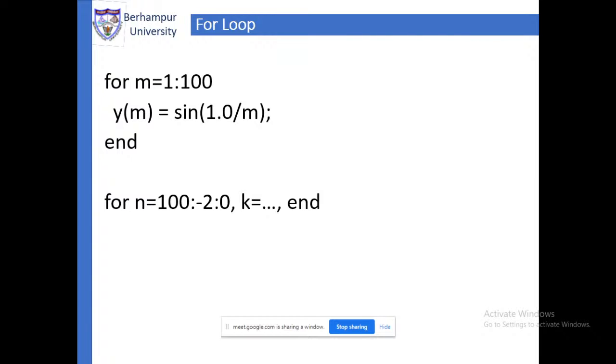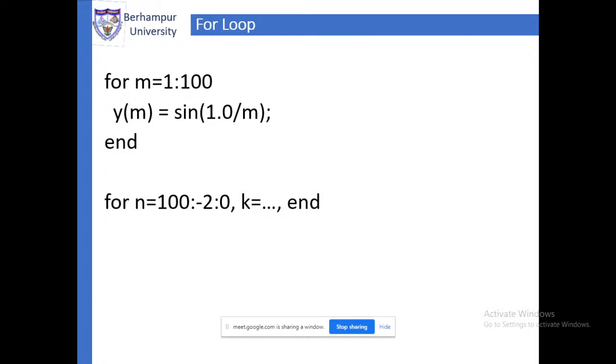For m is equal to 1 to 100, then there is no comma, but you come to the second line. ym is equal to something that you read, right? Then you come to the third line, there you end. Whereas in the second one, for n is equal to 100 to 0, then there is a comma. That means you are going to continue the for loop there in the same line. So in the first one also, after 100 you can give a comma, then you can write ym is equal to sine 1.0 by m, comma n. That you can do. The same thing is done here. In one line you can write it.